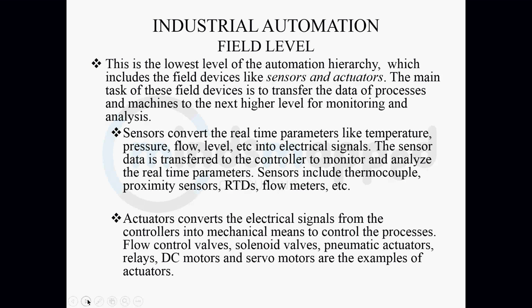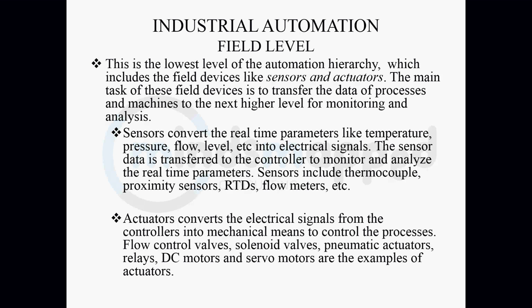Right, so I'm going to move forward now. So now we understand what the field level is. This is the lowest level of the automation hierarchy, which includes the field devices like sensors and actuators. The main task of these field devices is to transfer the data of processes and machines to the next higher level for monitoring, analysis, and control, right? Because the field level is providing data to your controller. So there is control itself.